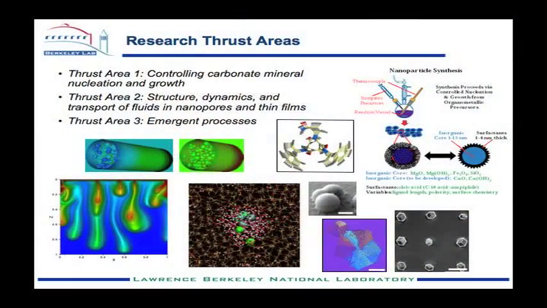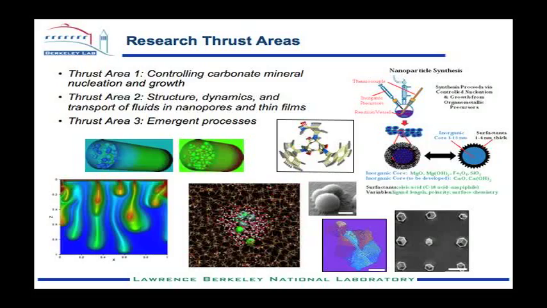And even though we might not be able to store a lot of CO2 as carbonate minerals, one thing we might be able to do is help the cap rocks. The cap rocks, for instance, if they have leaks in them, if we could use carbonate precipitation to make them self-sealing, this might be a very important aspect of convincing people that you're going to keep the CO2 underground. I mentioned before the structure, dynamics and transport in nanopores and thin films.